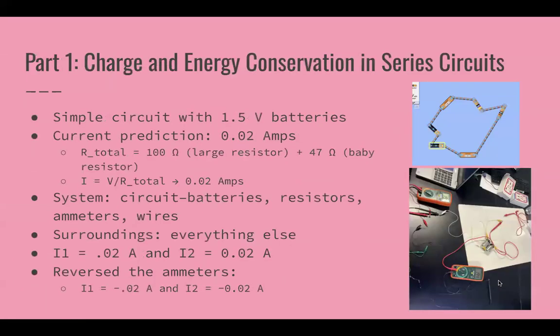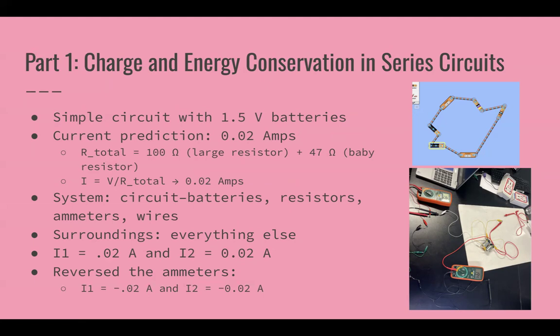For part one, we're using series circuits. So basically a simple circuit with 1.5 volt batteries. I'm predicting that we're going to have 0.02 amps as our current. I calculate that by using R total, which is the resistance from the large resistor and the baby resistor added up, and then calculating current by doing voltage divided by R total, where the voltage is 3 from the batteries. The system here is the circuit: batteries, resistors, ammeters, wires, and the surroundings are everything else. I1 is reading 0.02 amps, and I2 also reads 0.02 amps.